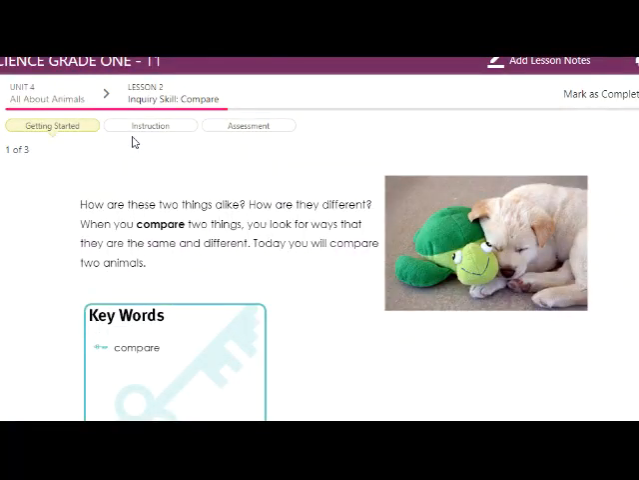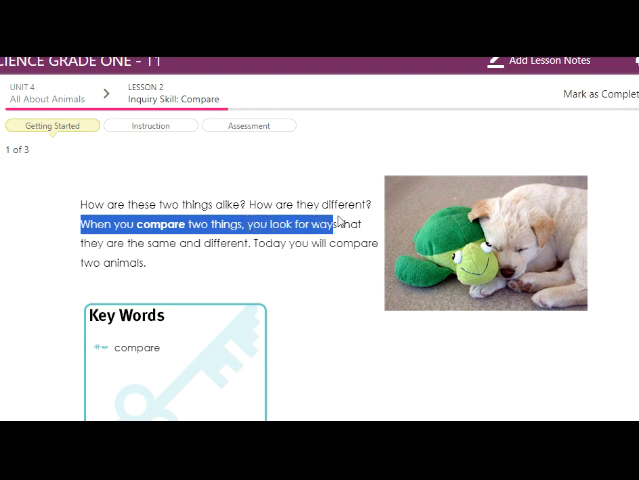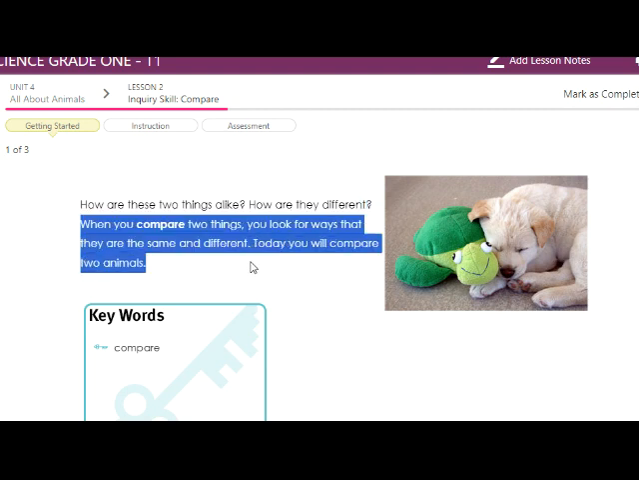Let's look at your lesson directions. On the first page, we see a picture. It's a stuffed turtle and a puppy. It says, how are these two things alike? Alike means the ways they are the same or similar. How are they different? These are the ways that they are not the same. When you compare two things, you look for ways that they are the same and different. Today, you will compare two animals.